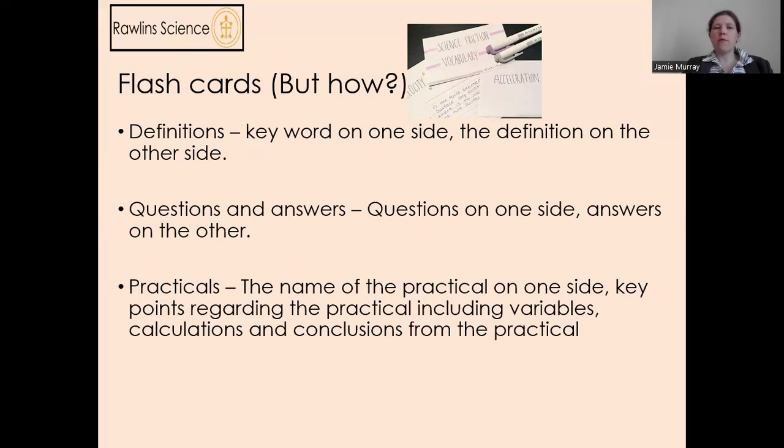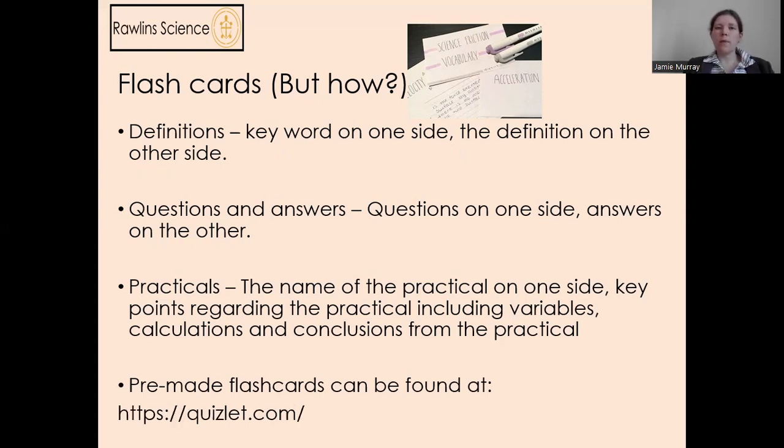And practicals. So you might write the name of the required practical on the front, and then on the back you might have bullet points that are all the really key points that are important to the practical, including the variables. Remember, there's three: the control variable, what you keep the same; independent variable, what you change; and then the dependent variable, what you measure. It'll also be important to put any calculations that you need to do and any conclusions, just to sum up the practical. You can find some pre-made flashcards at quizlet.com. Okay, so don't feel like you need to make them all yourself. There are some pre-made ones there, but these are really, really important.